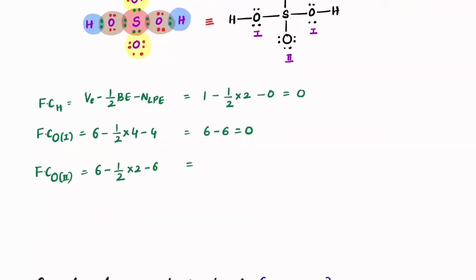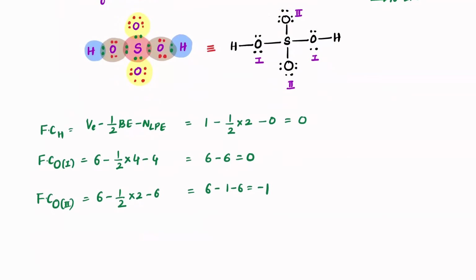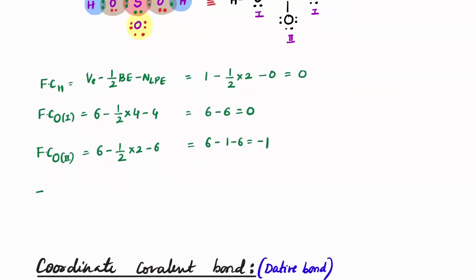So we have 6 minus 1 minus 6. So that makes it minus 1, which means this oxygen as well as this oxygen actually carries a minus 1 charge. And now notice the sulfur part here.